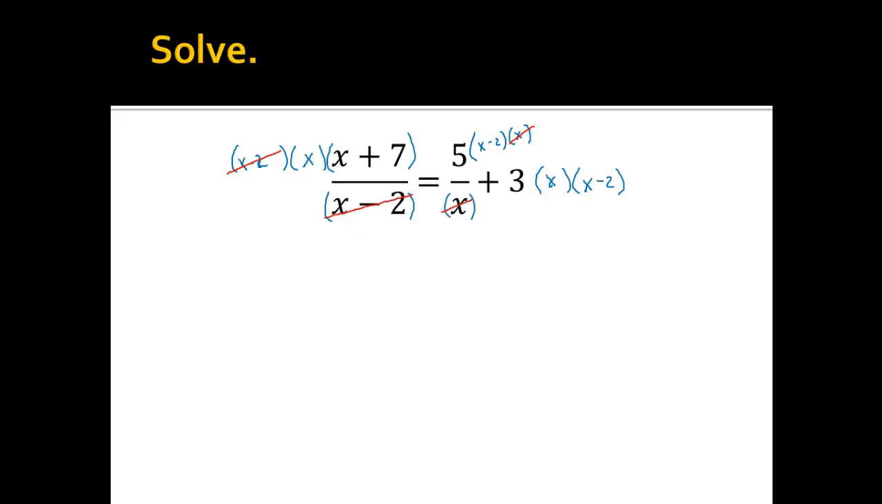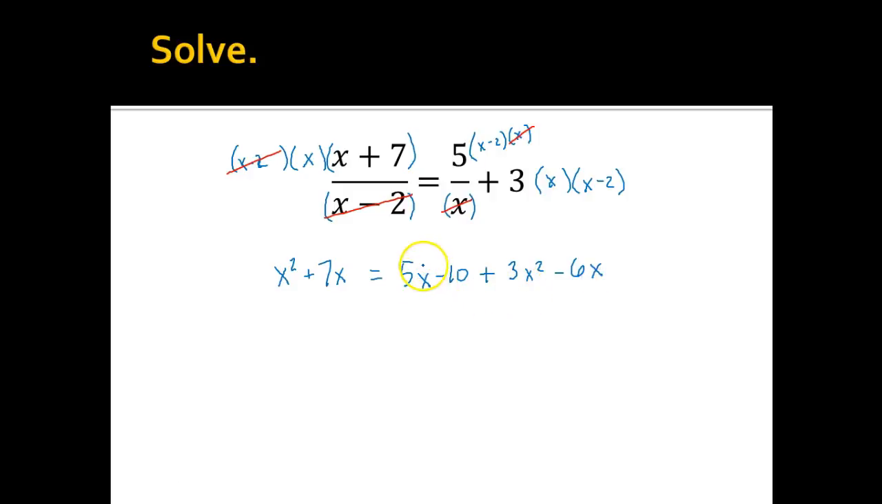And then that third one, which is not a fraction, I'm going to have to do the whole thing, 3 times x times x minus 2. So we've canceled out the denominators, and now we're going to just write what's left over. X times x plus 7 is x squared plus 7x. Bring down the equal sign. 5 times x minus 2 is 5x minus 10 plus 3 times x minus 2, that's 3x times x minus 2, which is 3x squared minus 6x.